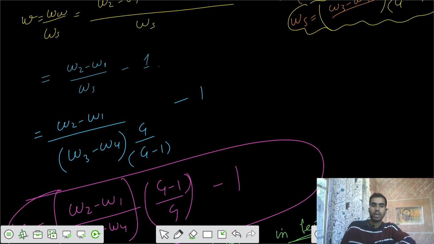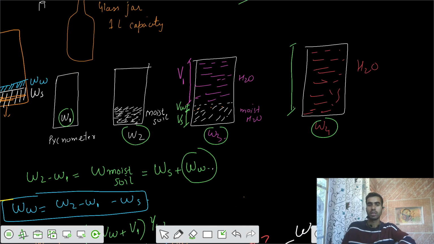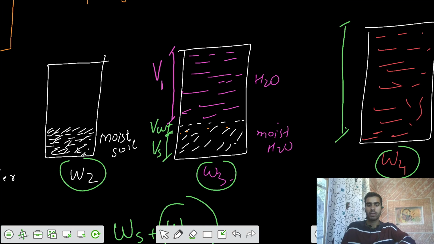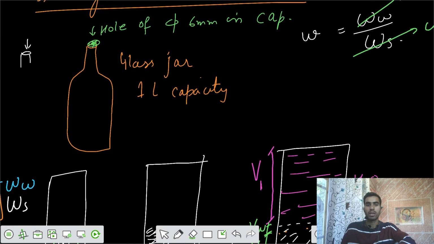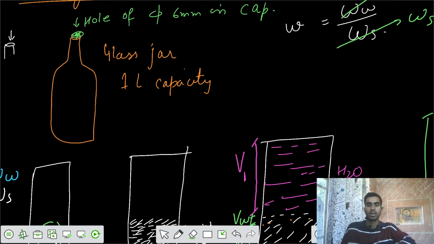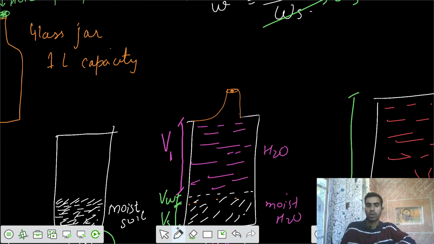Now there's a possibility of correction, and that is for the third weight, W3. Actually, the glass jar, the pycnometer bottle, is like this. Let's say this was your bottle, and there is a hole at the top. What is the role of this hole? The hole is there to release the air entrapped in the voids inside.